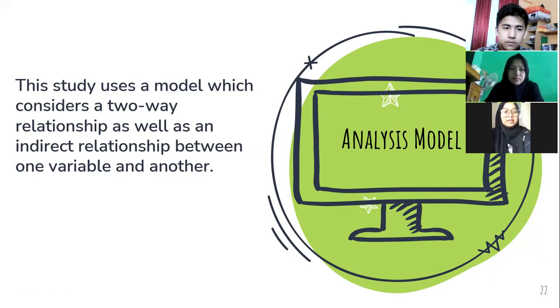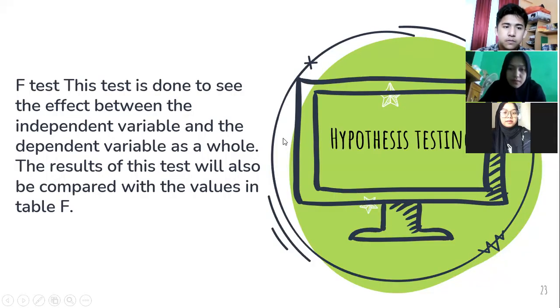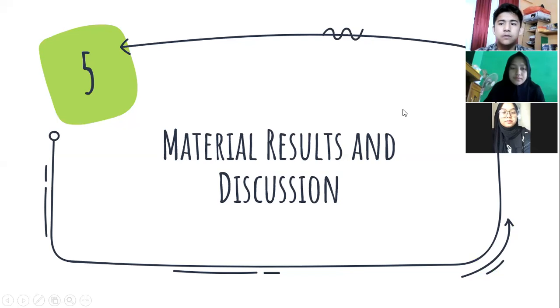Analysis model. This study uses a model which can consider a two-way relationship as well as indirect relationships between one variable and another. About hypothesis testing, the F-test: this test is done to see the effect between the independent variables and the dependent variable as a whole. The result of this test will also be compared with the value in the table. Okay, that is all. Thank you.